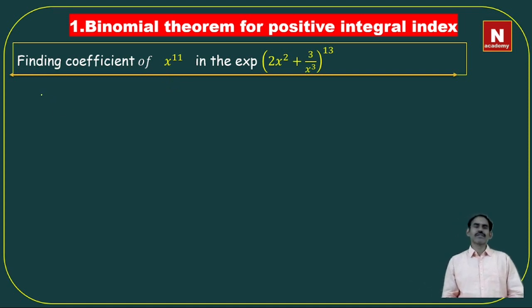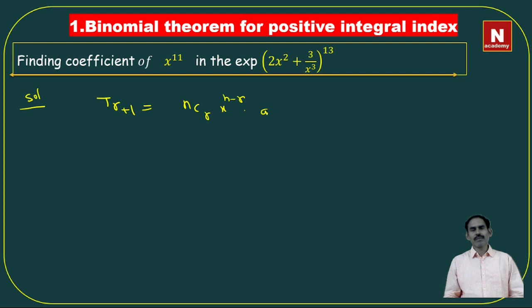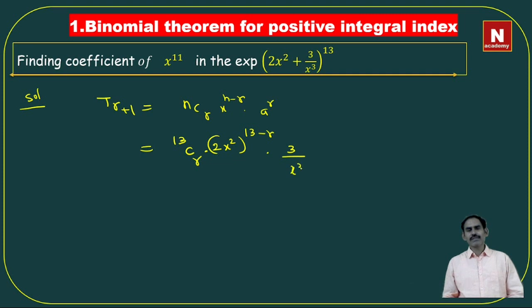So you start with the general term. T(r plus 1) equals the general term nCr x power n minus r a power r. This is the general term formula. Substitute here. N is 13. 13Cr, x means here (2x square) whole power 13 minus r, into a power r, which means (3 by x cube) whole power r. The procedure: 13Cr, and here we can write the constants first. I am writing 2 power 13 minus r into 3 power r.